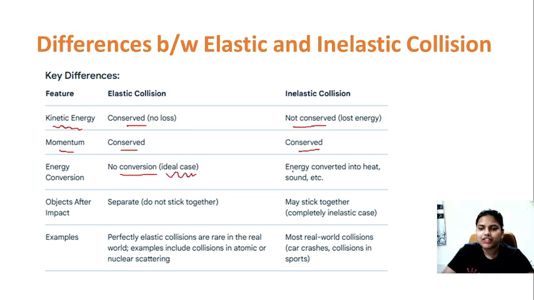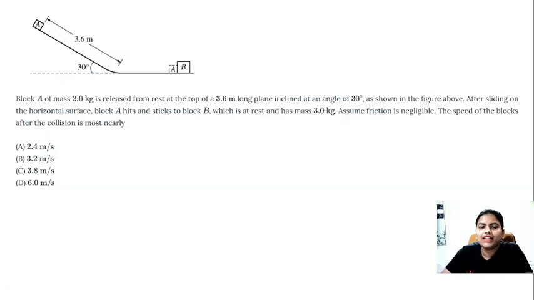In inelastic collision, when the energy is lost, it is converted into heat or sound or some other form. In elastic collision, objects separate after the impact; they don't stick together. Whereas in inelastic collision, they sometimes stick together. Perfectly elastic collisions are rare in the real world. An example is collision in atomic and nuclear scattering. In inelastic collision, most real world collisions, like car crashes and collisions in sports, are examples of inelastic collision. Let's solve some problems.